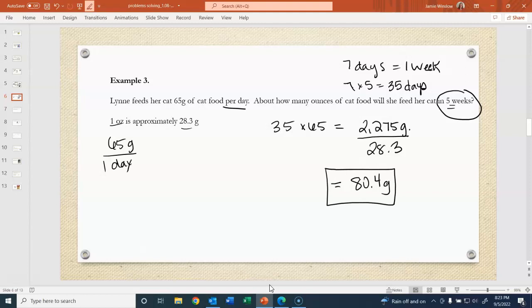So be careful with problems like this. You want to make sure you're taking into account the entire period, this 5 weeks here, and how many days that is.